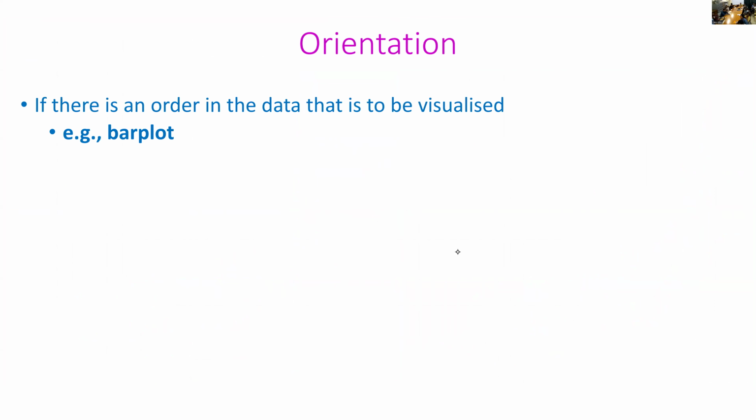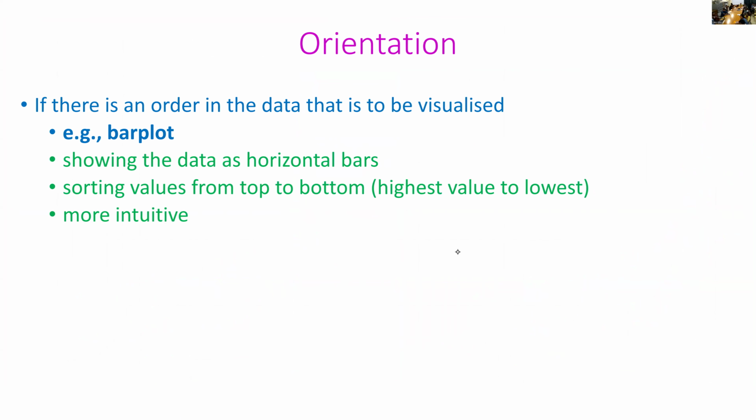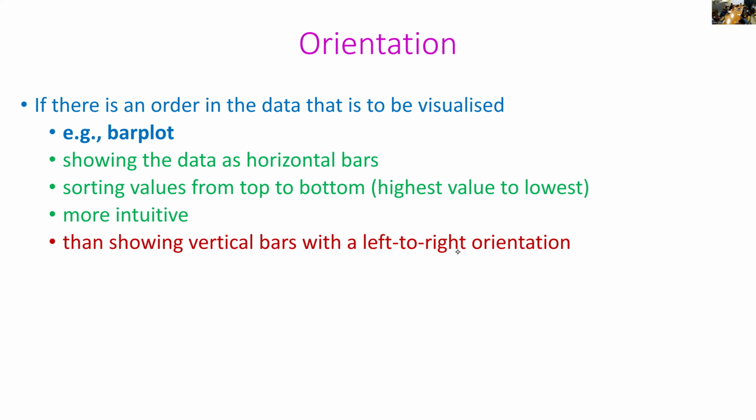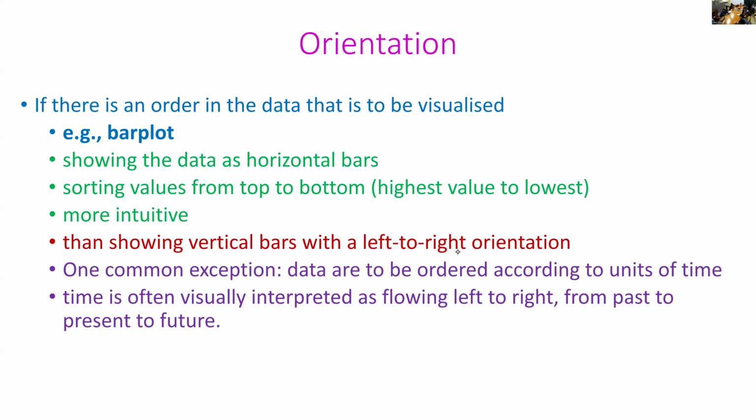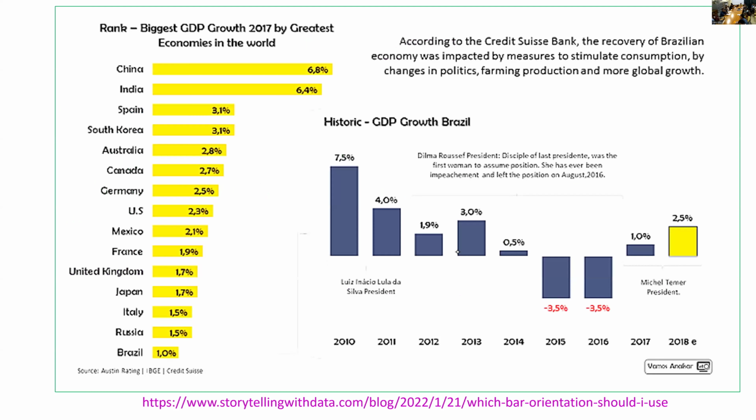Orientation. If there is an order in the data, bar plots. I don't know if you remember last time I showed you bar diagram, histogram, and things like that. Bar plots. So showing the data as horizontal bars and sorting from lowest to highest is easier. When you have a bar chart, showing them horizontally is easier than showing the bars as vertical bars from left to right, except if time is an issue. Now it's a bit complicated what I'm trying to say, but the picture will tell you this.